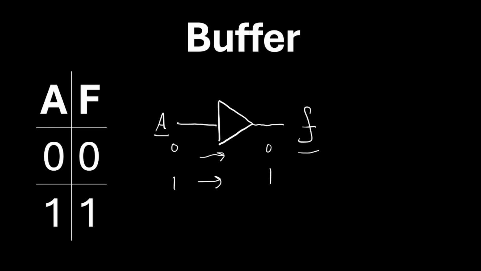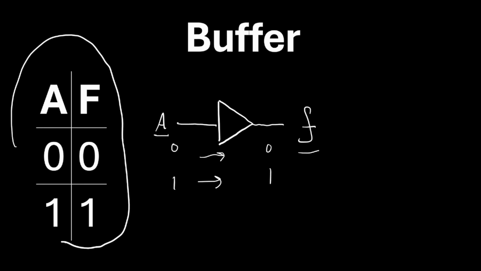So now let's look at this thing on our left. Let's talk about this. This is a truth table. So all this is showing is for every input of A, what is your function F going to be? If A is 0, F is 0. If A is 1, F is 1.